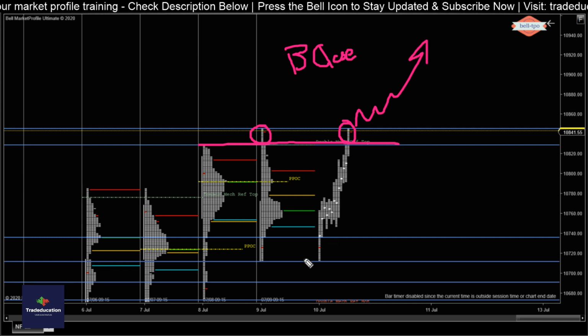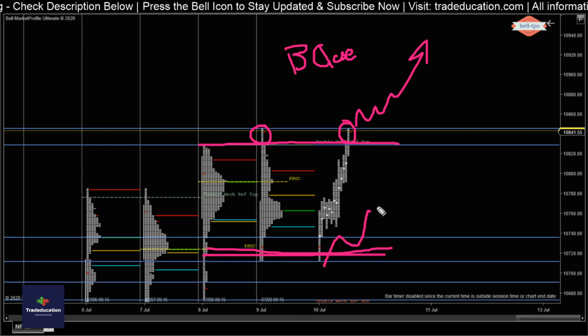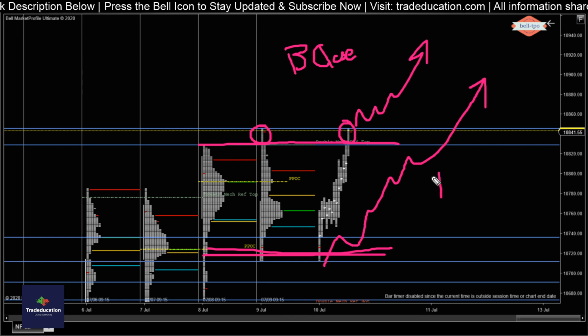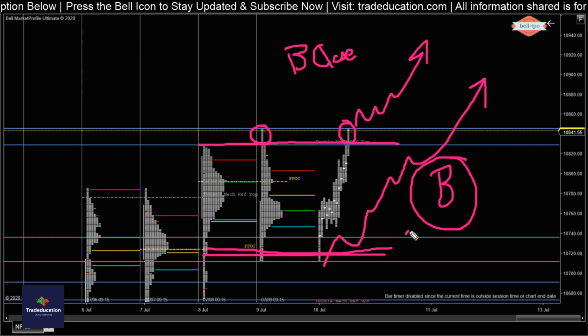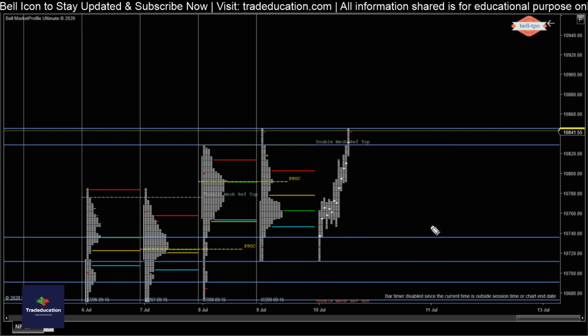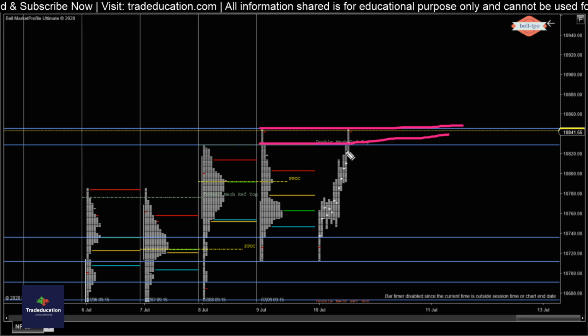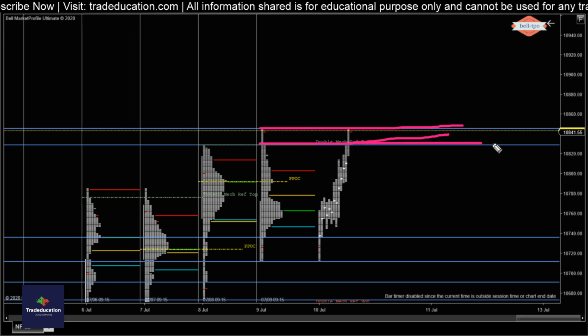The auction got rejected around the epoch level, and also around this single print zone. This tells us that buyers are pretty strong. Buyers are the ones who are currently protecting their positions. On the downside, one reference is yesterday's high, and the single print zone is going to be the second reference. This is one zone which I have marked.